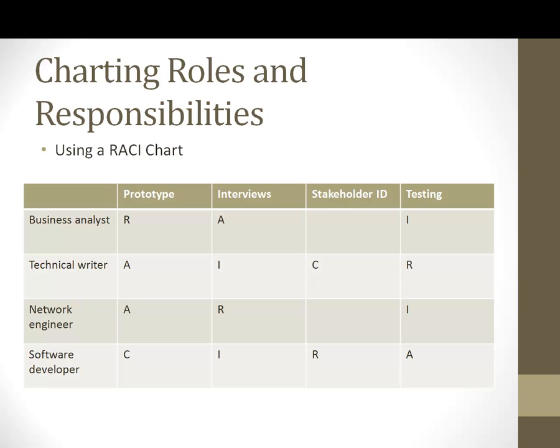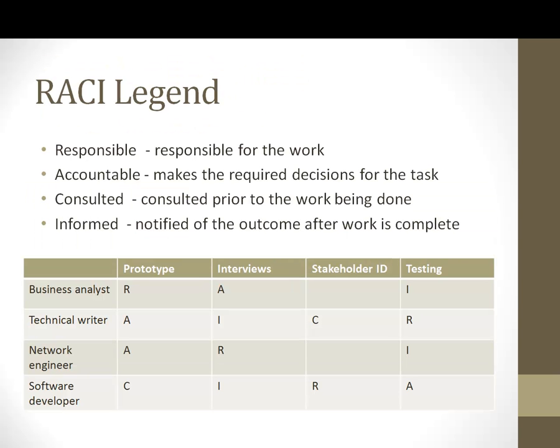Now you can see it's just a table or a grid where you show the intersection of a role, like the business analyst or the network engineer, and the responsibilities, like prototype or testing. And where those two intersect, you plot out, is this role responsible, accountable, to be consulted, or informed? So it's just a way of making certain that all of your responsibilities are mapped to the appropriate roles.